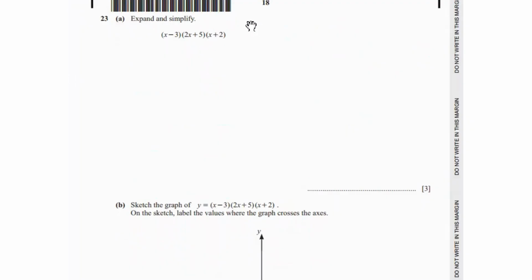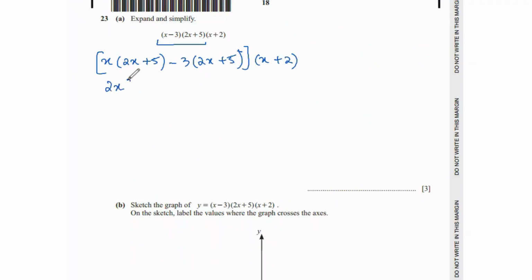Then it says expand and simplify. So we have the expansion of a triple bracket. You can begin with expanding two brackets first. I'm going to start with the first two. So x bracket 2x plus 5 minus 3 bracket 2x plus 5. And then we have the third bracket outside. So x times 2x is 2x squared. X times 5 is 5x.